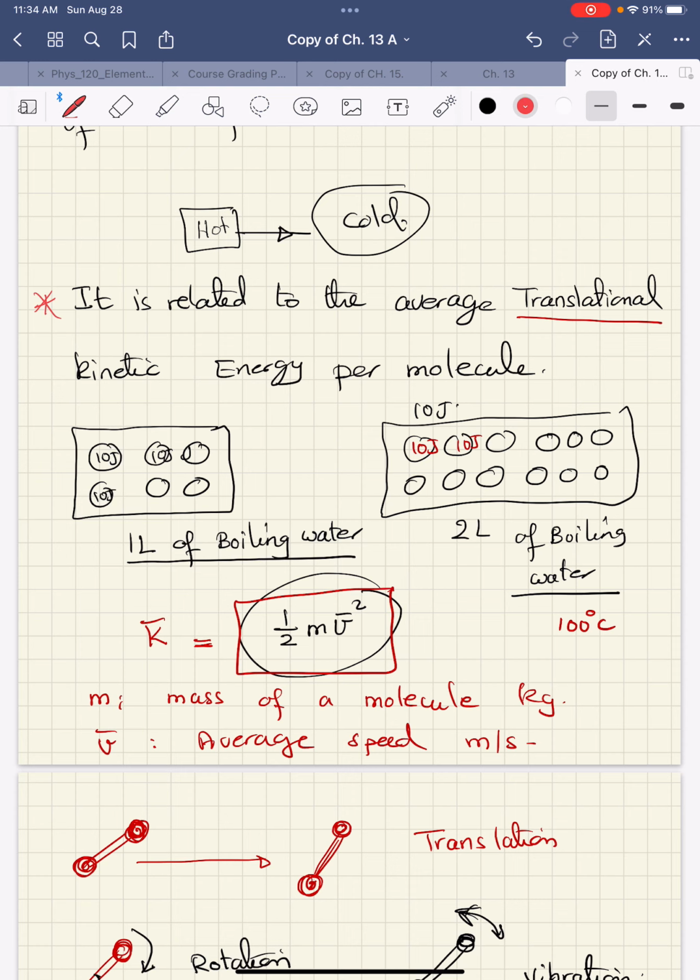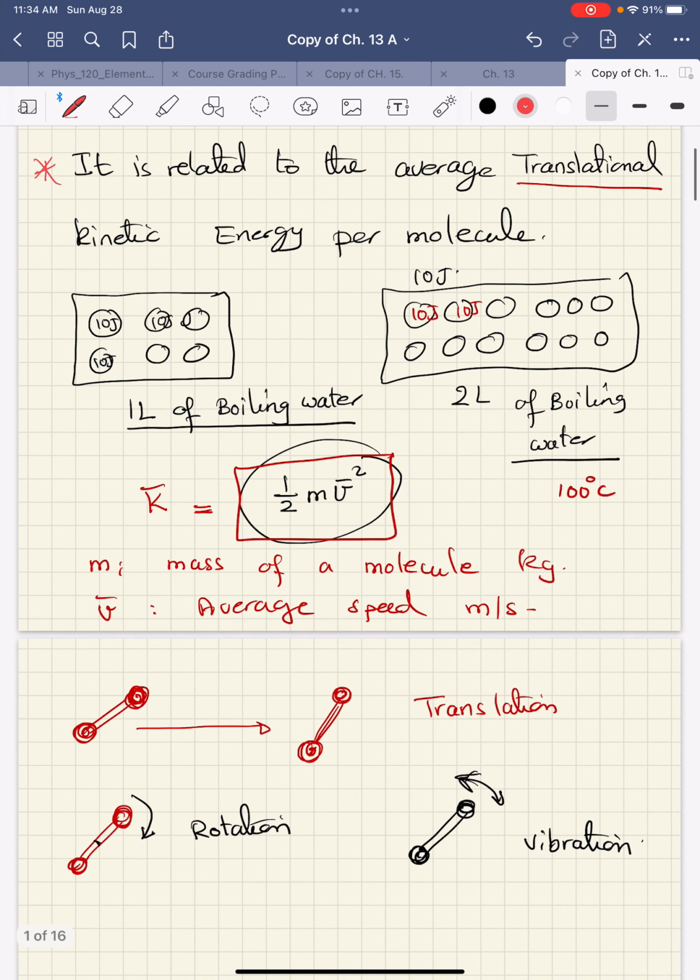Now, the average kinetic energy is 1/2 m v average squared, where m is the mass of one molecule in kilograms, and v is the average speed in meters per second.